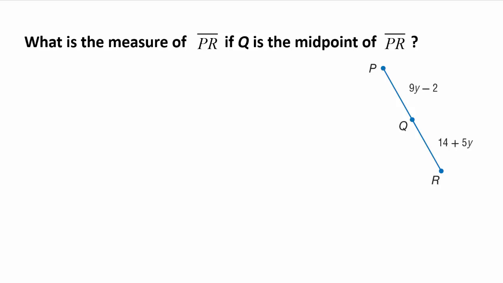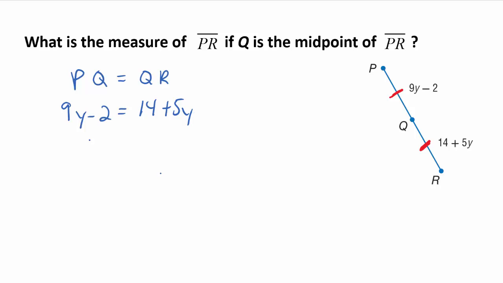The last problem wants us to find the measure of line segment PR if Q is the midpoint of that line segment. Q being the midpoint tells us that these two are congruent to each other. So we can set up a problem stating that PQ is equal to QR. Since we know that, now we can plug in what we know. PQ is going to be 9y minus 2, and QR will be 14 plus 5y. Now all we have to do is use algebra to solve for y.